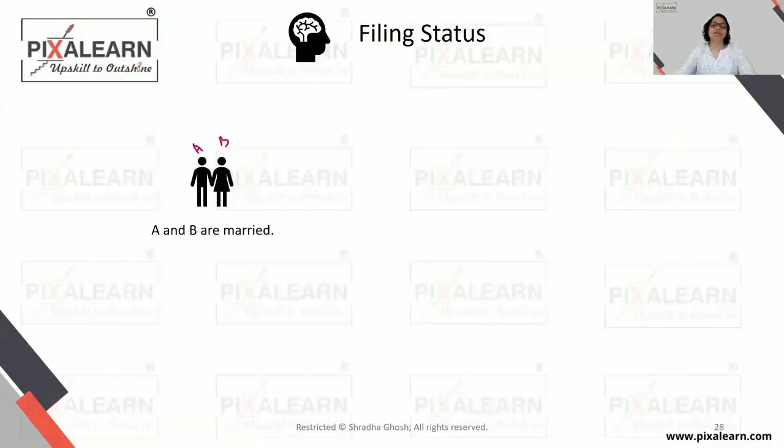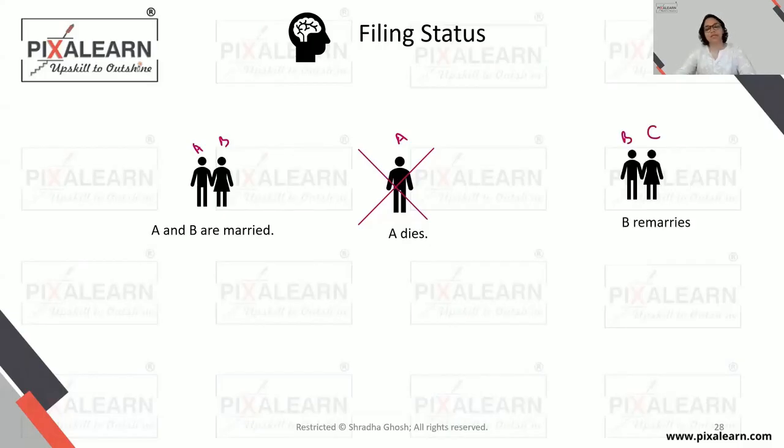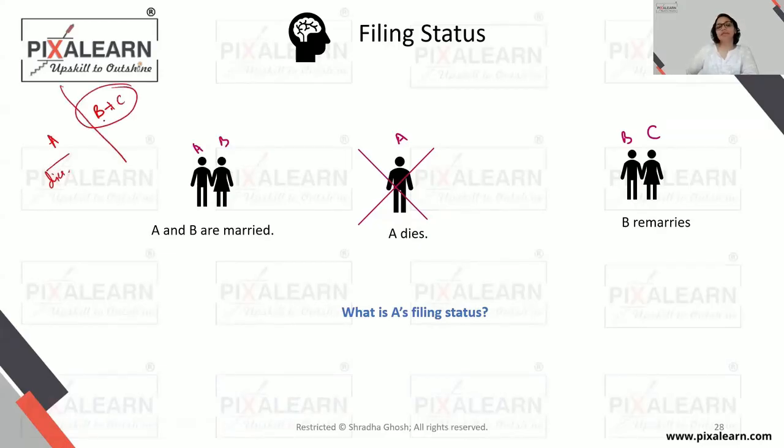Now I have a question and I want you guys to think and answer it. A and B married, A dies, B remarries. What will be A's filing status? So you will see in the US, A and B are married, A dies, B marries C. B will definitely file a married filing jointly return.